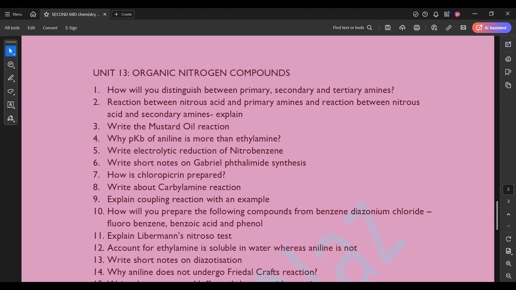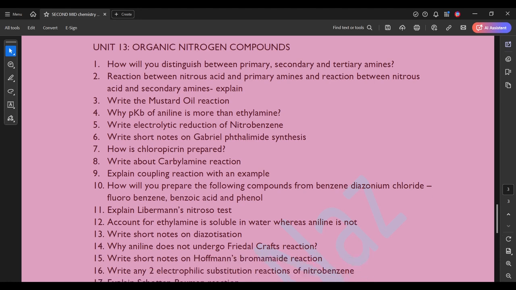Write short notes on Gabriel phthalimide synthesis. How is chloropicrin prepared is an important 2-mark question, asked several times. Then write about carbylamine reaction. This is a naming reaction, so definitely it will be there in the paper. Explain coupling reaction with an example. So coupling reactions, you can see many things are given, but at least one example we have to know.